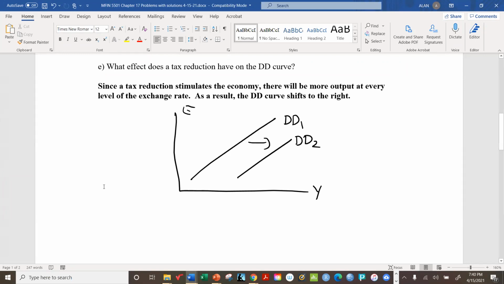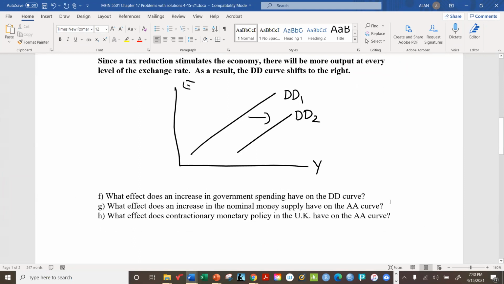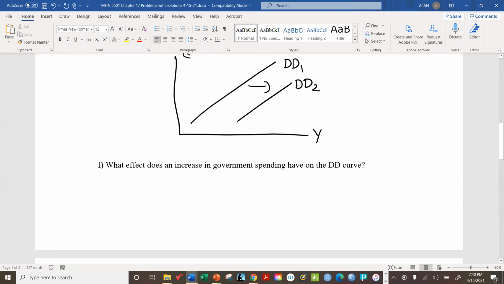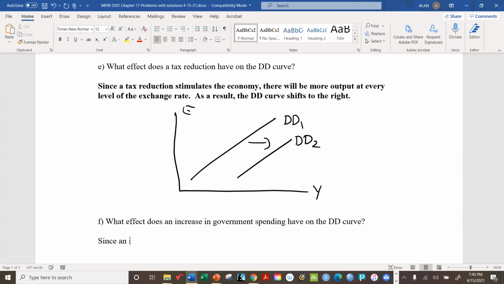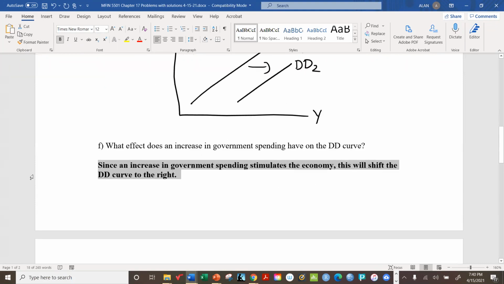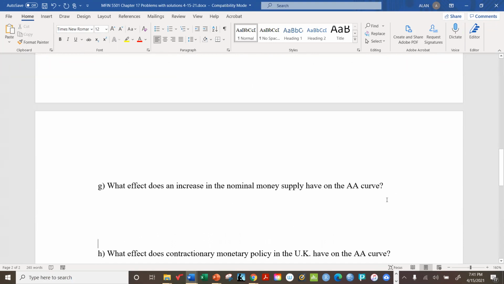Okay, that's all we really need. What effect does an increase in government spending have on the DD curve? It's the same thing. We saw that in the slides. Since an increase in government spending stimulates the economy, this will shift the DD curve to the right. We probably don't need to draw it again. So that's going to increase it to the right. G, how about monetary? Oh, okay, we better review this one. This one's a little trickier.